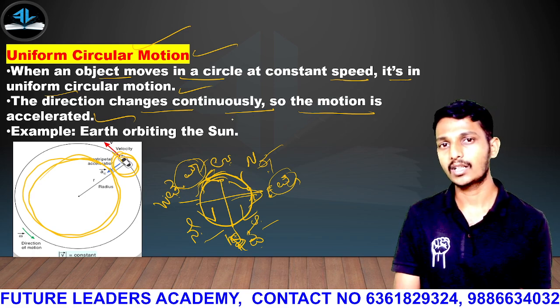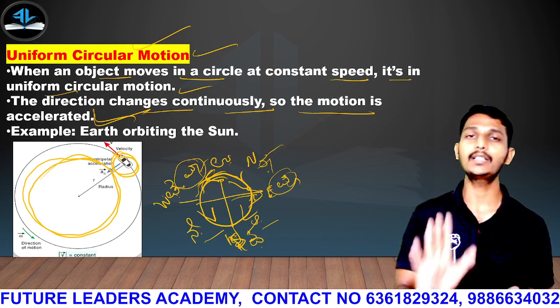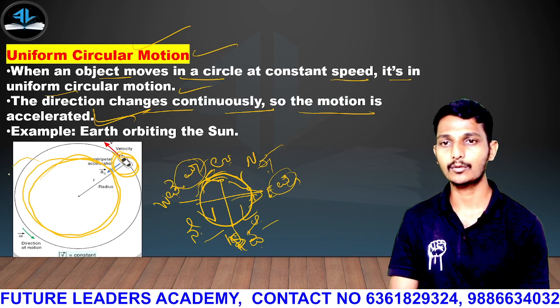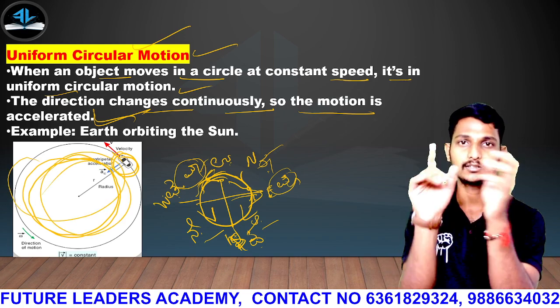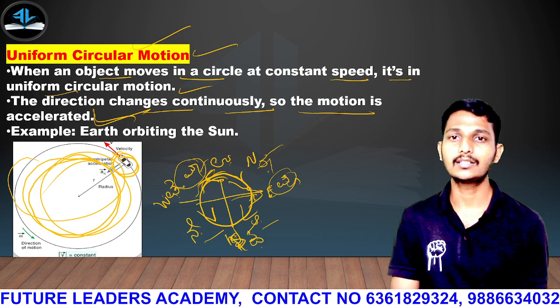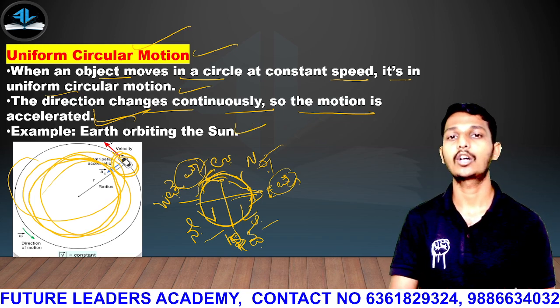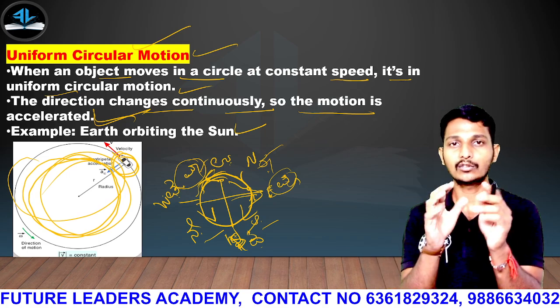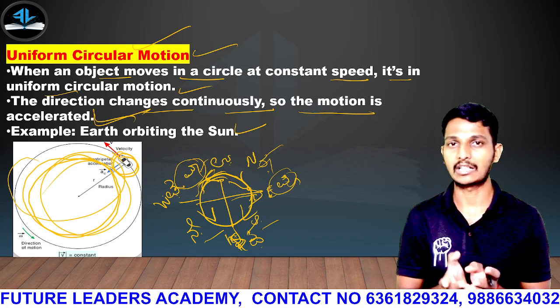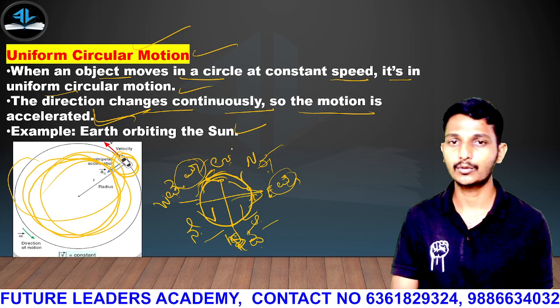So it is continuously changing, so it is accelerated. Acceleration will be there in circular motion because of the change in direction. An example is Earth orbiting the Sun with acceleration. Orbiting means revolving around the Sun. So that is why Earth has an acceleration. Clear? This is about today's class, guys.